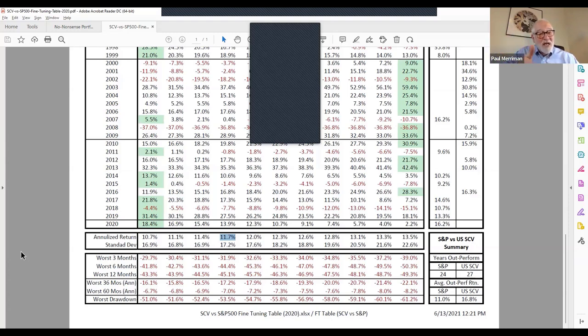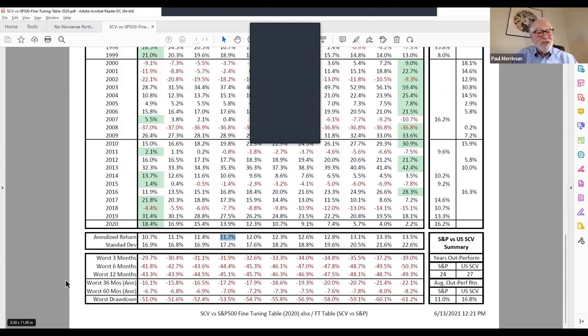$1 million to $2 million. So we're talking about potentially $1 million to $2 million worth of additional money coming out of these investments over a lifetime, and what you leave for others by going up to a 30% small cap value.